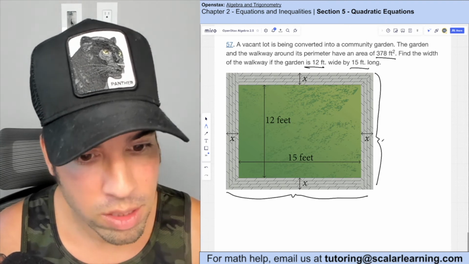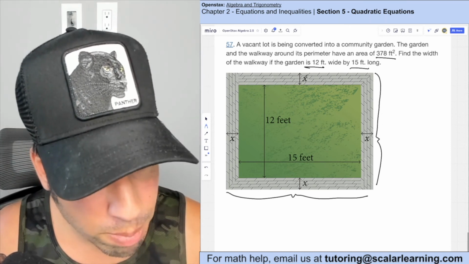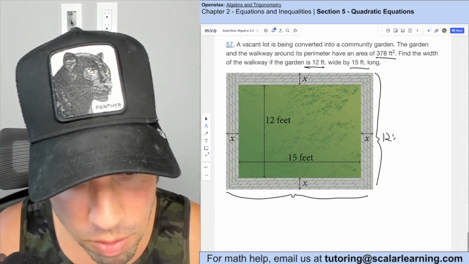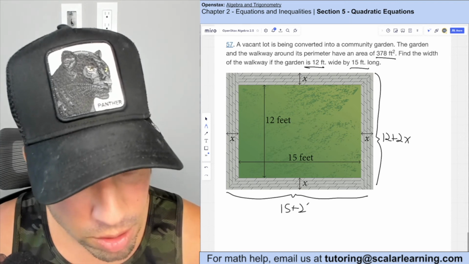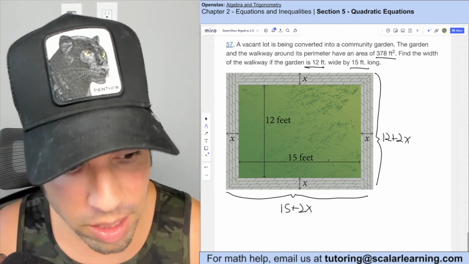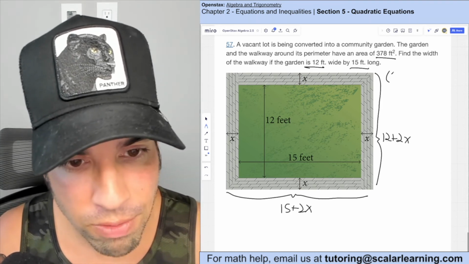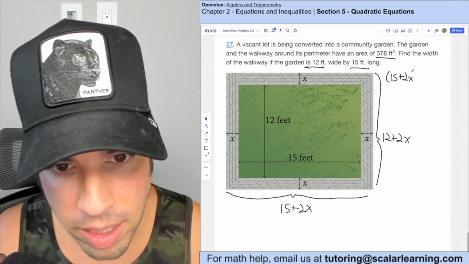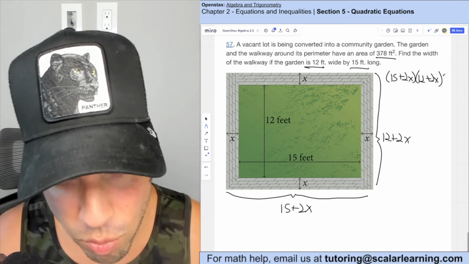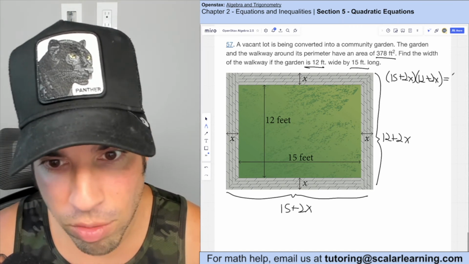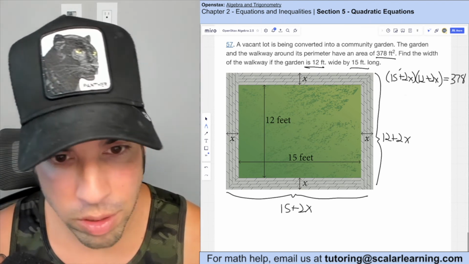Now, what is this entire width? Call it width, length, whatever. It's 12 feet plus x, which means it's 12 plus 2x. What about here? It's 15 plus 2x. Now let's create an area equation to relate everything. So we're going to say 15 plus 2x times 12 plus 2x equals that 378.